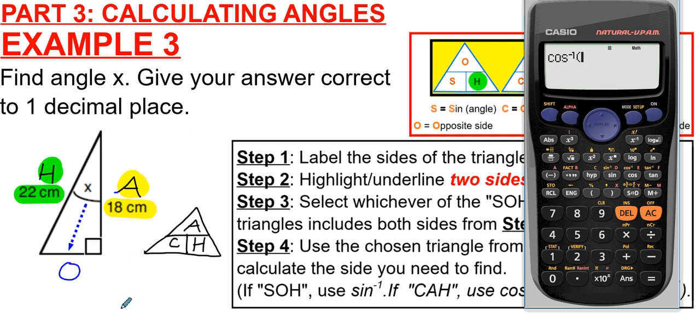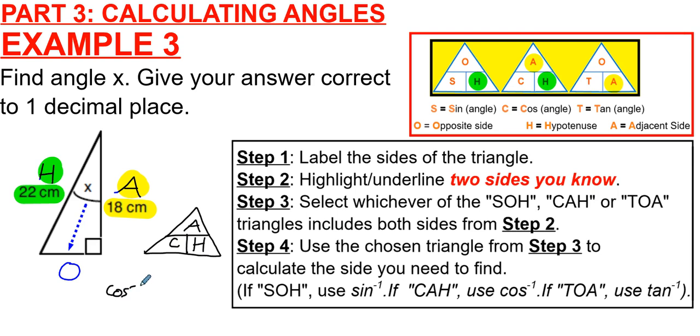So first of all, write down cos minus 1. Now in this case, if you have a look at the positions of the sides in this formula triangle, A goes on top, H goes on the bottom. So it's literally A over H. If you want to block out the C, you can do, just to make it clearer what we're looking at. Next step, we can just type in what A actually is and what H actually is. Substitution of numbers into this formula. A is 18, as you can see. H is 22.